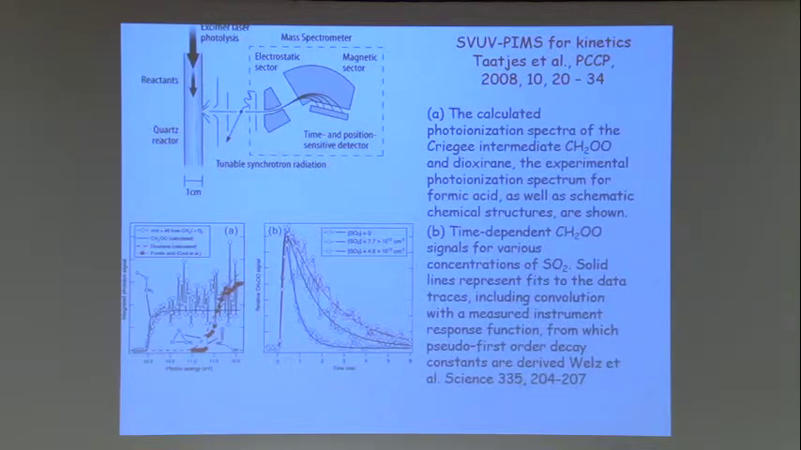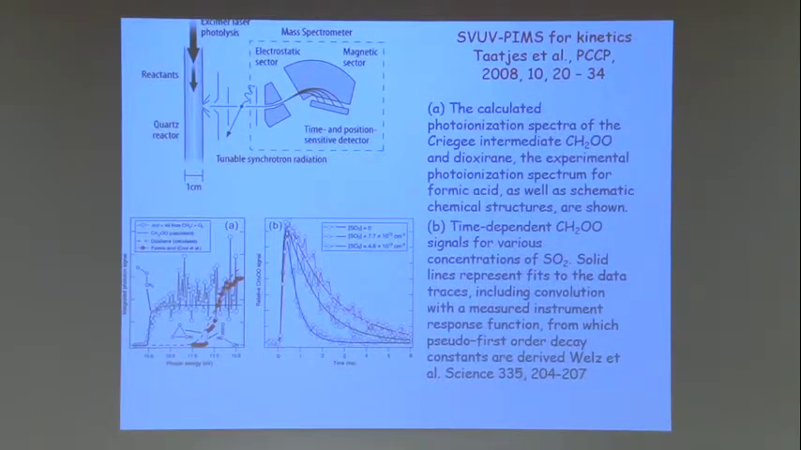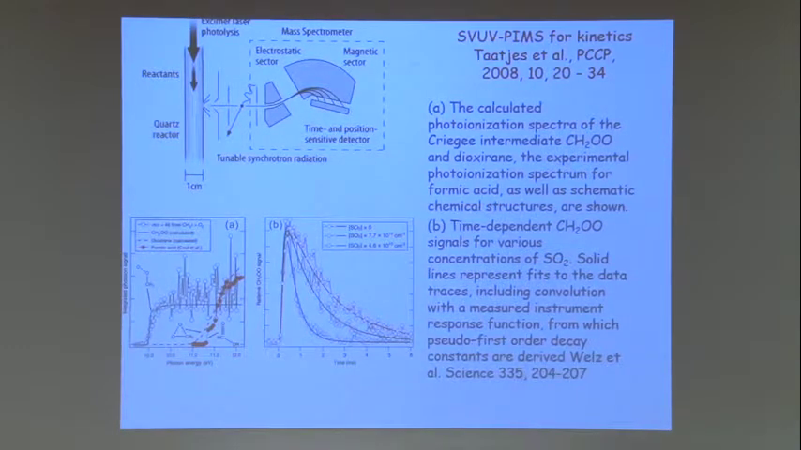As far as pulse photolysis is concerned, then you can also use this advanced light source technique. So this is rather like the method I showed you before. Here's a reactor. An excimer laser pulse produces radicals. The radicals come out of a pinhole, go through a skimmer, and then you hit them with the tunable synchrotron radiation, and then they go into a mass spectrometer here. And this is a sector mass spectrometer. And these experiments were done looking at this species, which is called a Criegee intermediate, CH2OO.